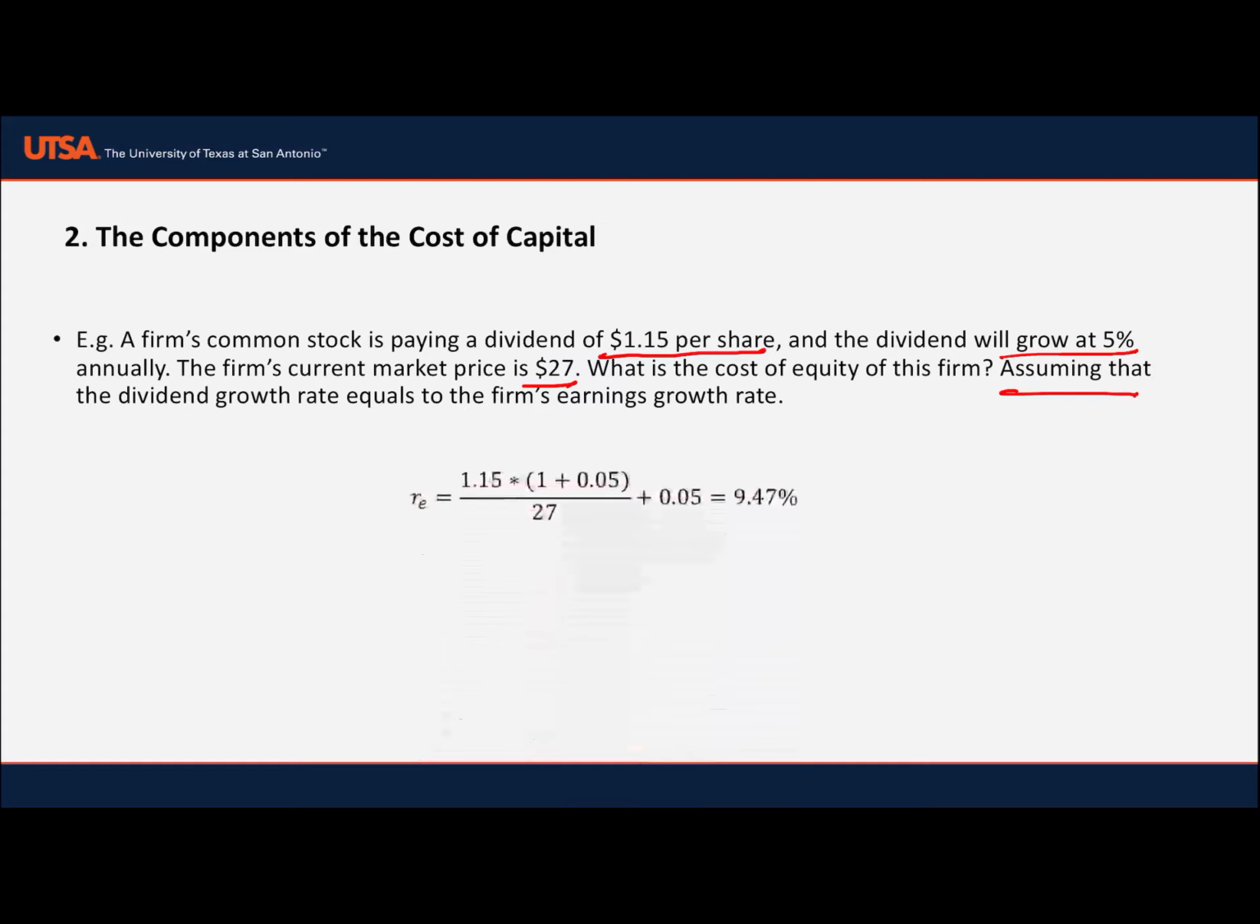So how can you find this? You know dividend at time 0 is 1.15, and this is the growth rate. The numerator calculates the dividend paid in time 1. This is the price of the stock at time 0, and this is the growth rate. So the cost of equity is calculated as 9.47%.